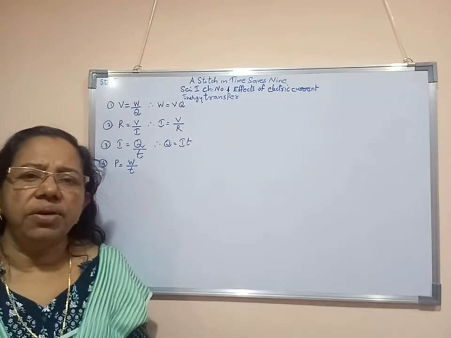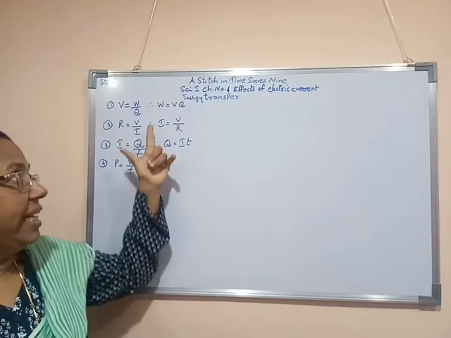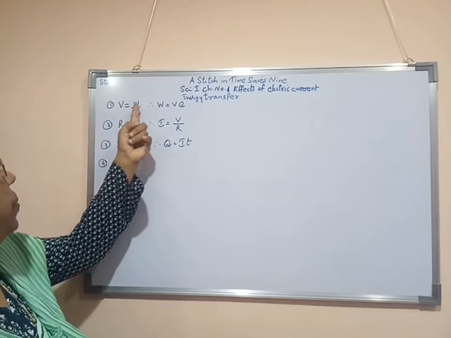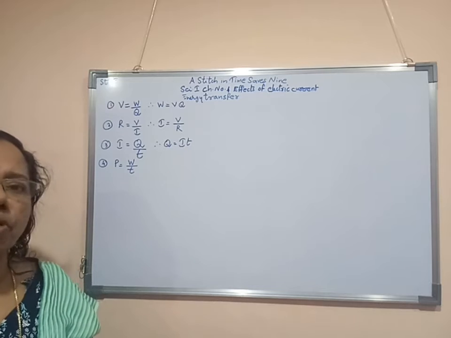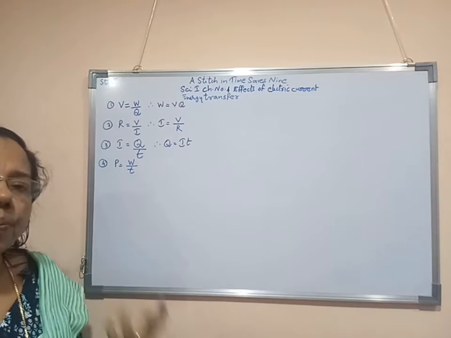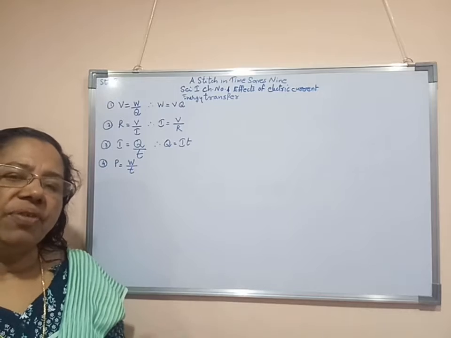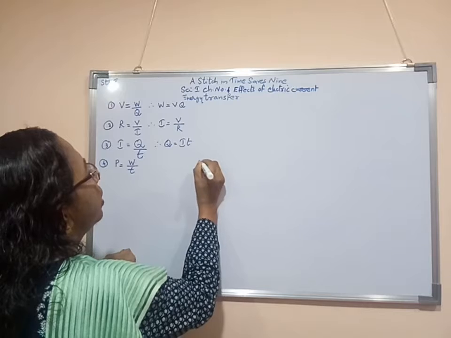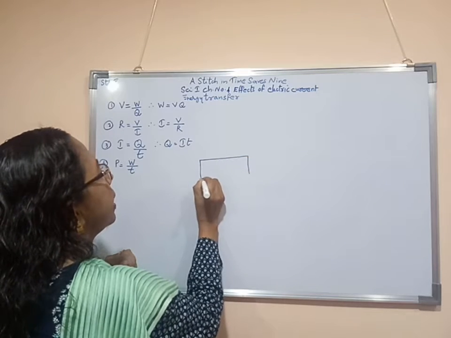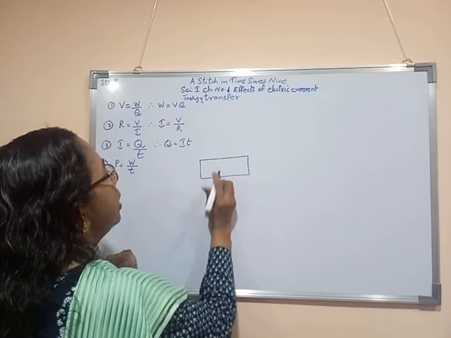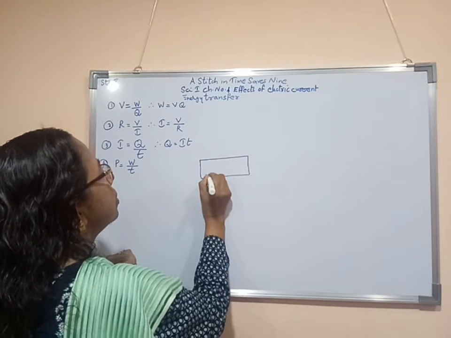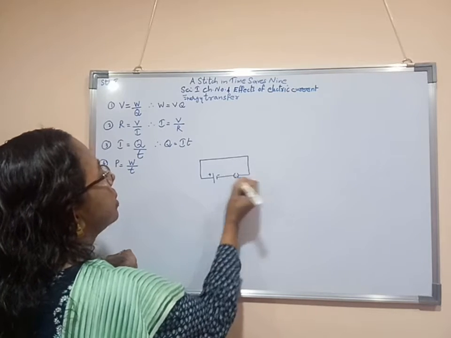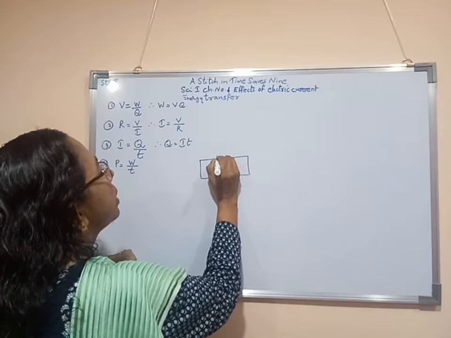Now, we already studied these equations. First, V is equal to W upon Q. V means potential difference. Now, we will see what potential difference is. For that, first I am drawing one circuit diagram. Here, the positive terminal as well as the negative terminal of the cell. Here the key, then here I am making the bulb.